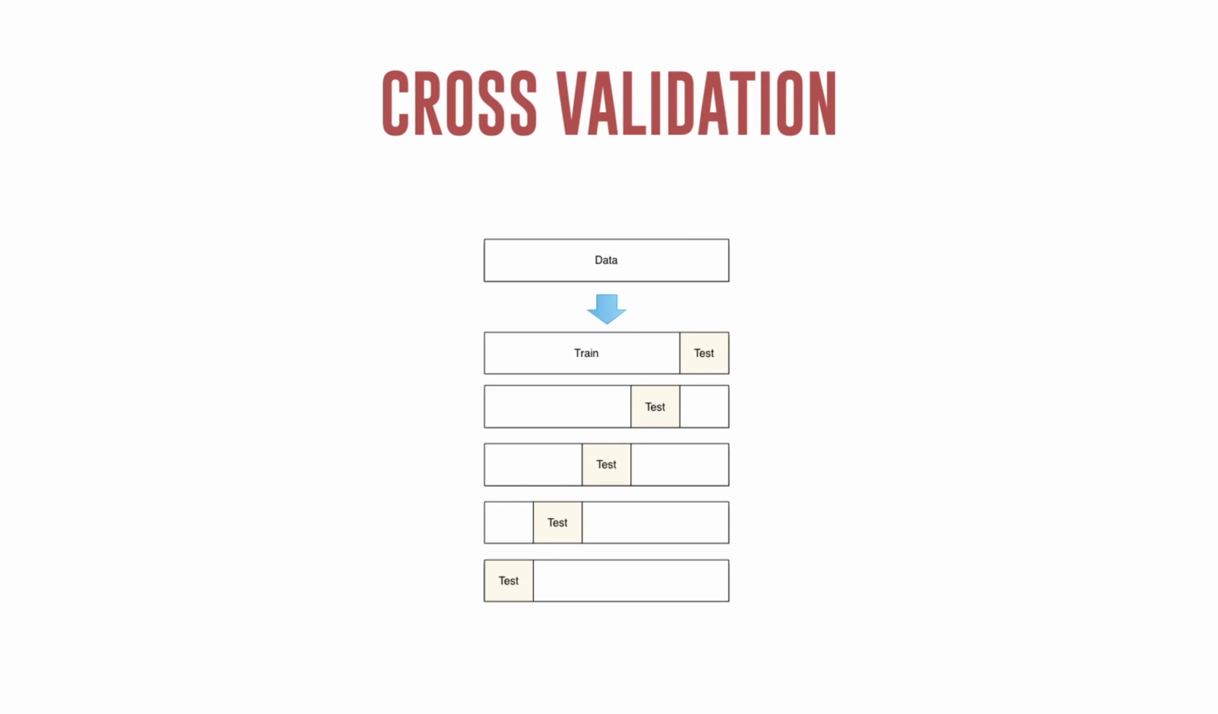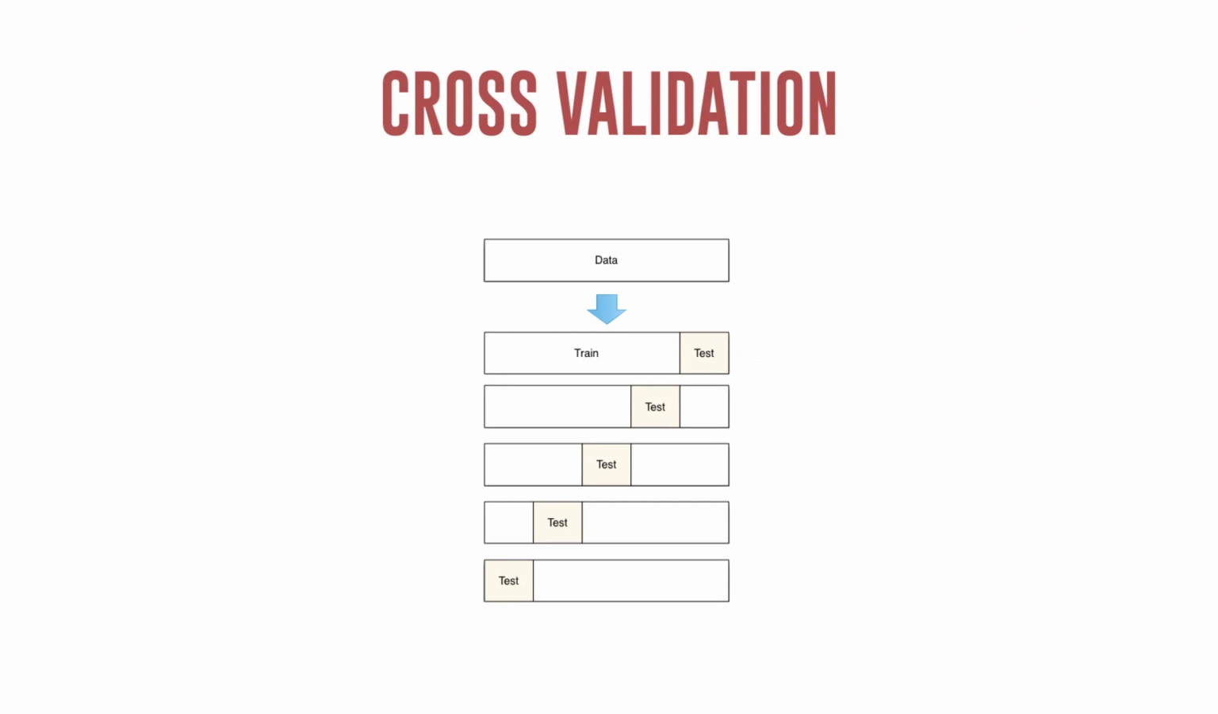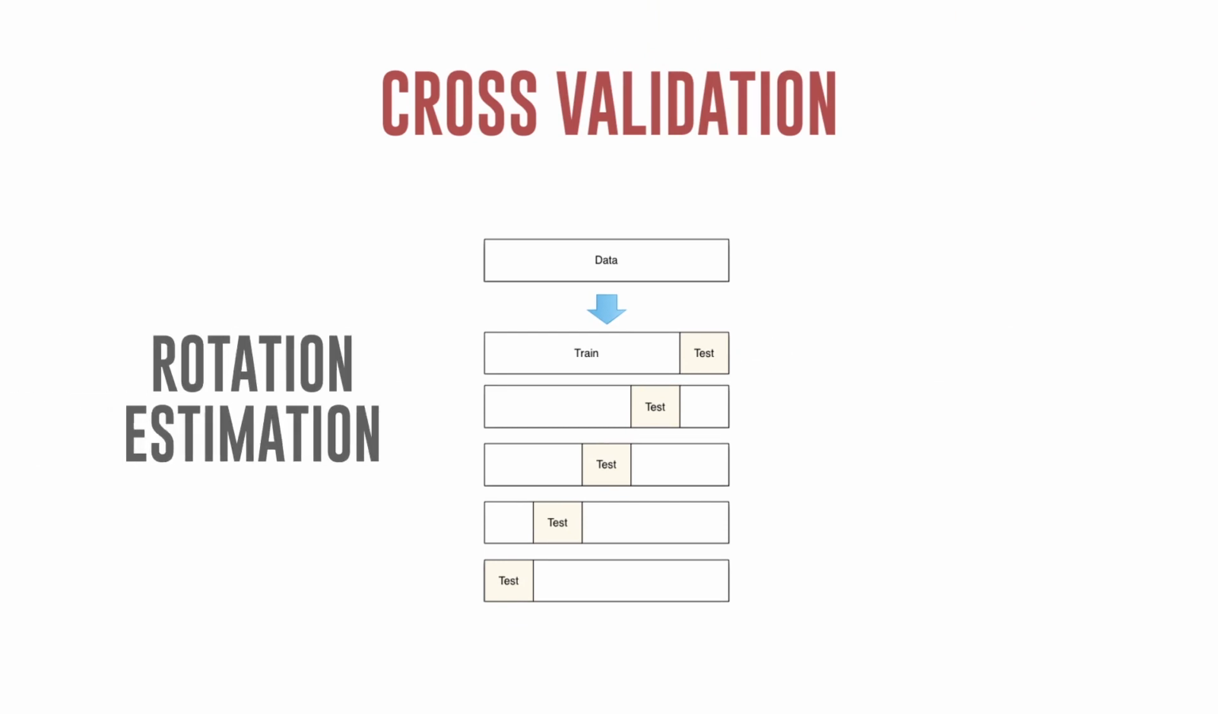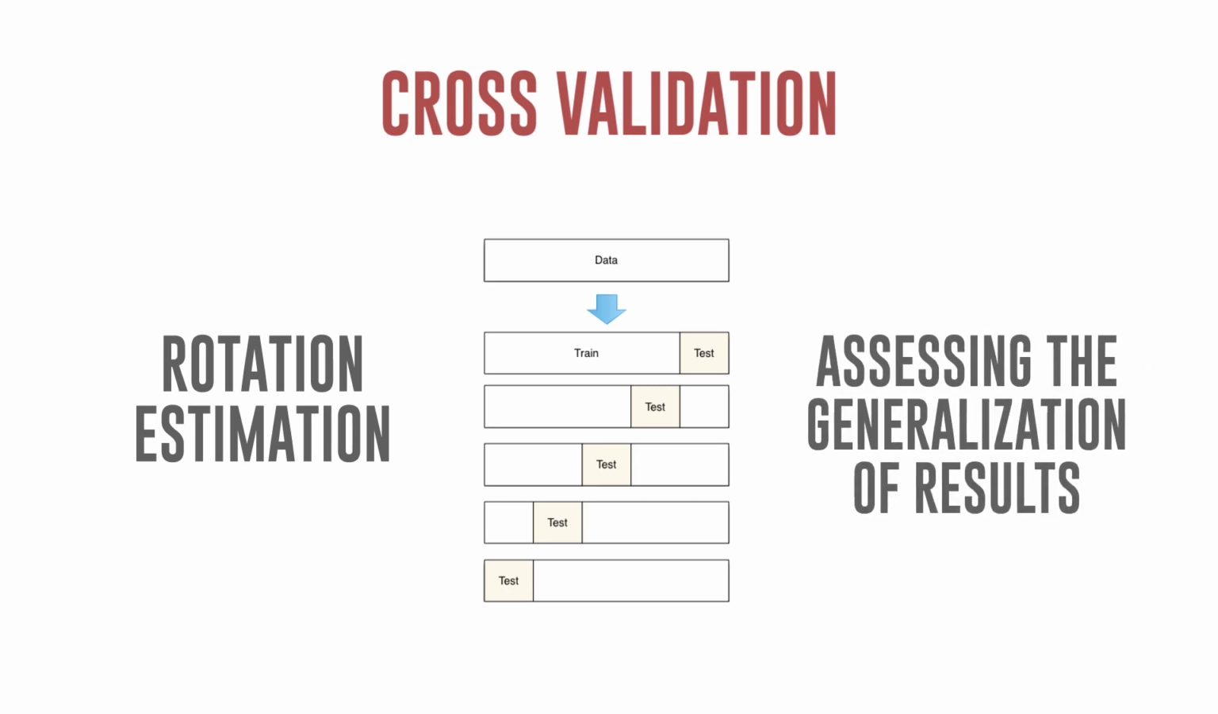In this video lecture, you will understand the concept of cross-validation along with the importance of test and train datasets in the context of a machine learning model. Cross-validation, also known as rotation estimation, is a model validation technique for assessing the generalization of results to an independent dataset.